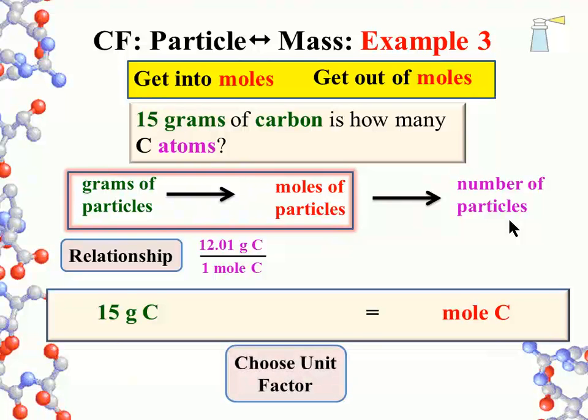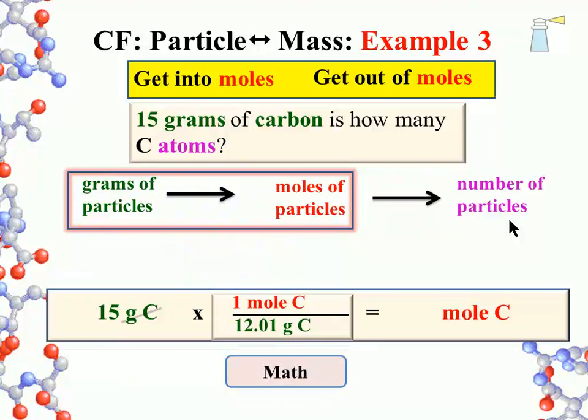Selecting the correct orientation of the unit factor, atomic molar mass, is a matter of having the unit grams in position to cancel out. That requires a flip of the atomic molar mass so that the grams are in the denominator. The mass step verifies our correct choice by canceling out gram units. 15 divided by 12.01 gives a value of 1.25. 15 grams of carbon is 1.25 moles of carbon.